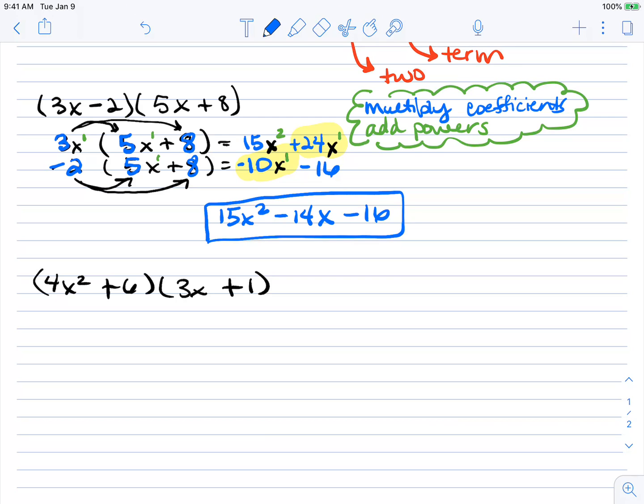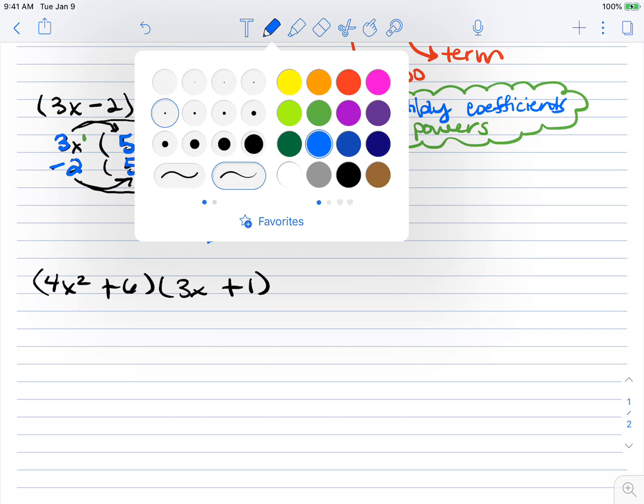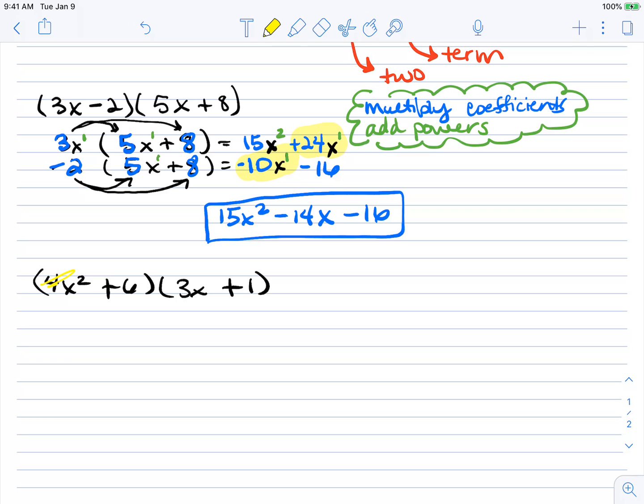All right, so the next one, we're doing the same thing. We're going to multiply the coefficients and add the powers. So I'm going to distribute twice. I'm going to distribute this by this, and I'm going to write down I have a 4x squared times 3x plus 1, and then I'm going to multiply this 6 times all this stuff. So I'm going to say I have 6 times 3x plus 1, right? Distribution twice. And I'm going to multiply my coefficients and I'm going to add my powers.